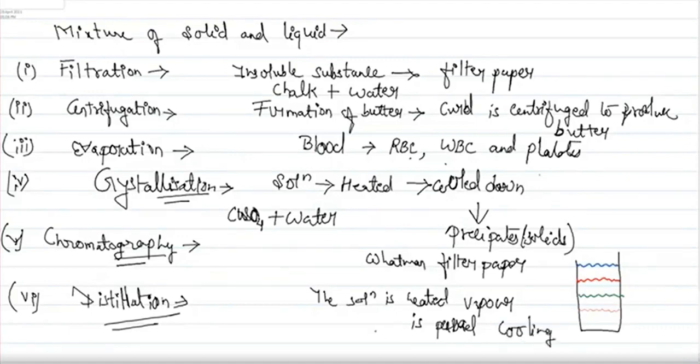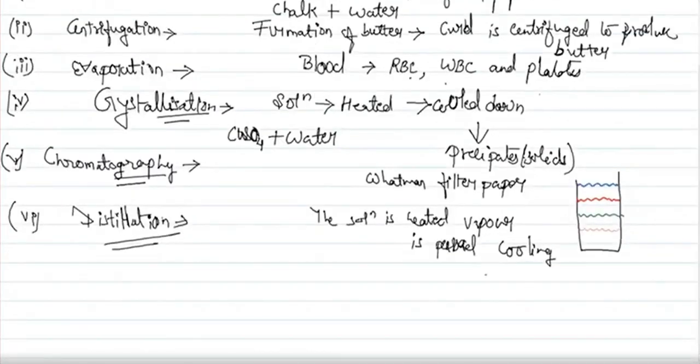As you know, solid particles cannot be easily converted to vapors. So the solid particles will remain in the heating chamber only, and the vapors of the liquids which are formed will travel towards the cooling tower, and there they will cool down and be collected in another container. So this is known as the distillation process.